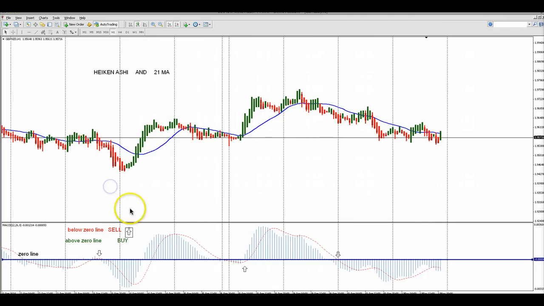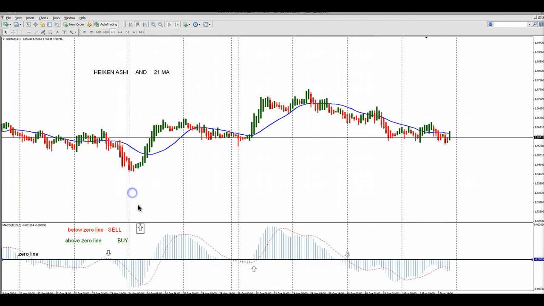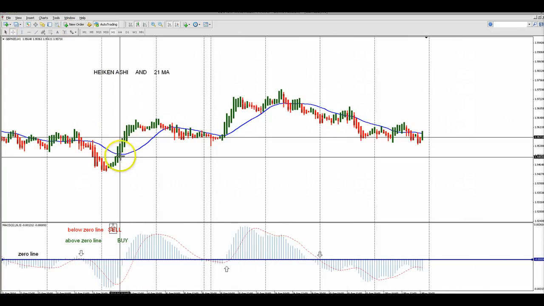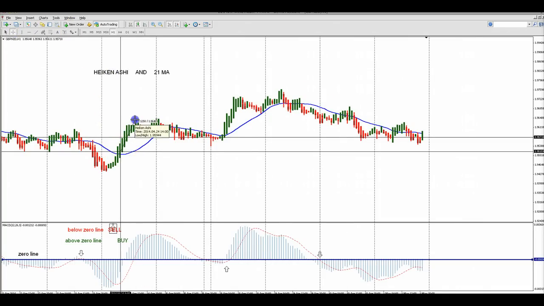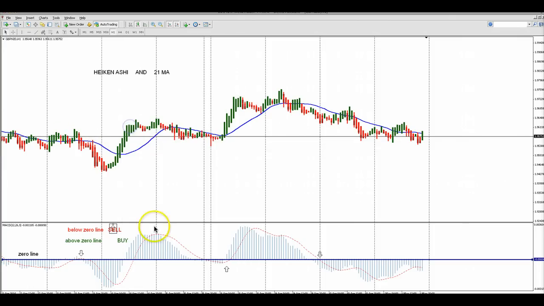Then if we use Heiken Ashi candles, we wait for a Heiken Ashi color change, and then the more conservative approach is to wait till price breaks above the 21 moving average line and take a trade. So on this particular setup, you would have entered on the second candle and probably exited at the most recent resistance level. That would have been about 90 pips.